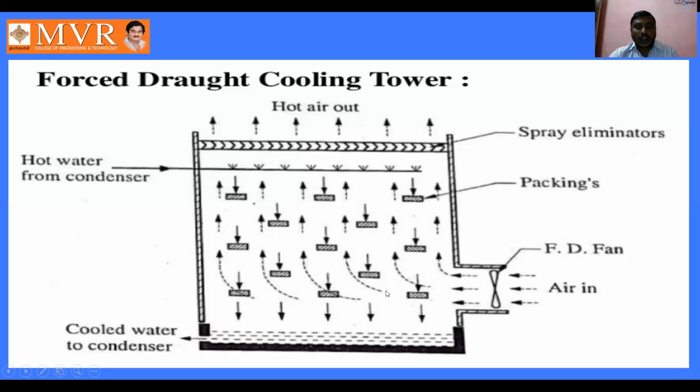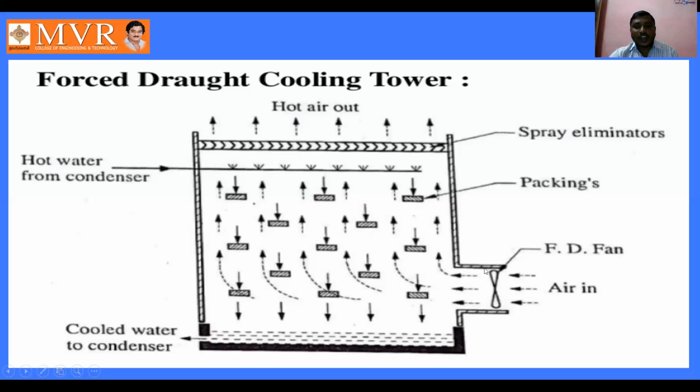See here, after the air has been sent out with the hot air, the remaining water comes down as cooled water to the condenser, and it is sent again to the condenser here. This is what happens in the forced draft cooling tower.